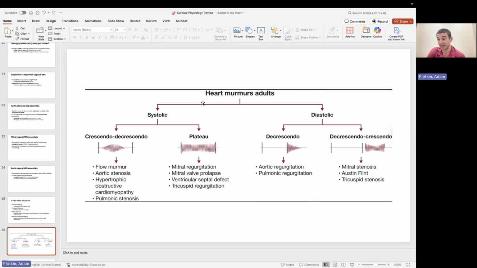On vignettes, they're going to tell you it's a systolic murmur, it's a diastolic murmur, or they're going to make you pick out of the answer options. So you got to know this.